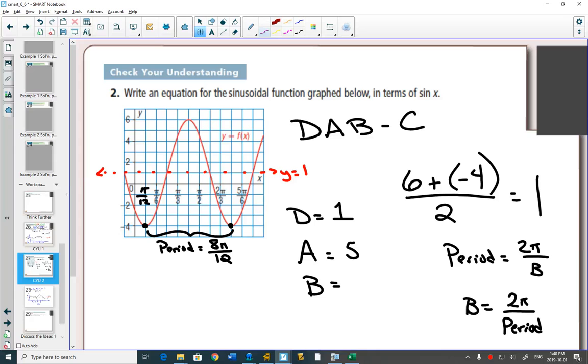And my b value is going to be 2 pi divided by my period. Dividing by a fraction is the same as multiplying by the reciprocal. If you simplify that, 24 pi over 8 pi, the pi's will cancel, 24 over 8, your b value is 3.